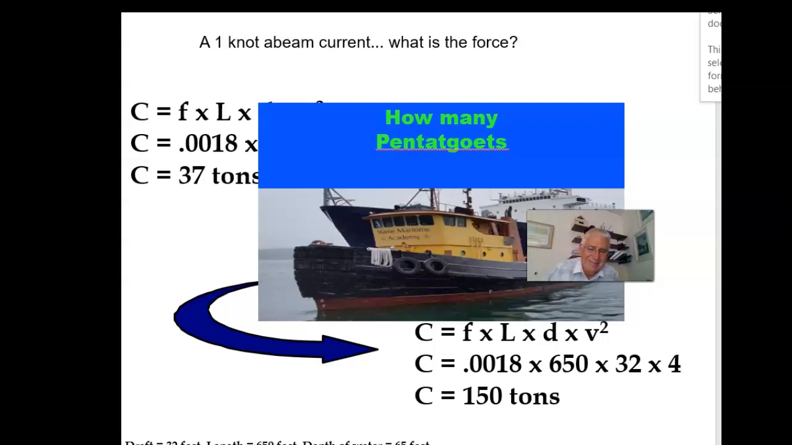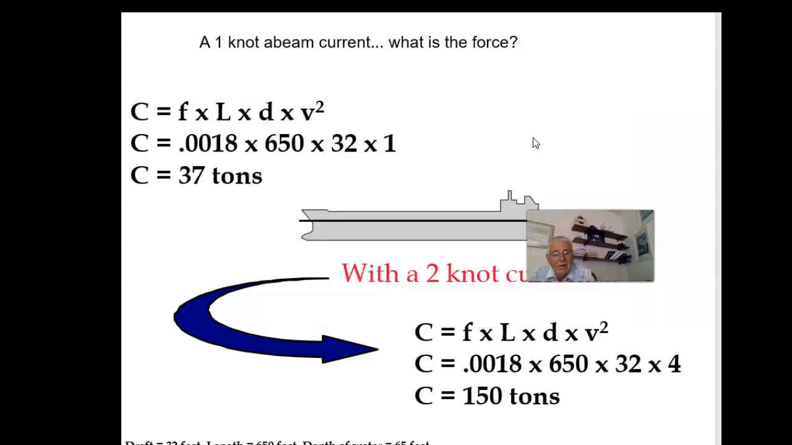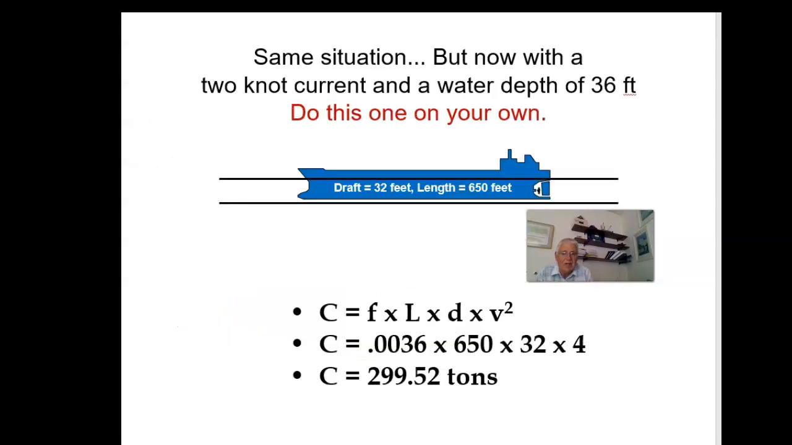You'd have to have 9 Pentagoets on the side of this vessel. This one right here. That's only the 32-foot draft, and it's only 650 at the waterline. Whew. Incredible forces, people. So I want you to appreciate that. It's only when you think about the force of the Pentagoet that you can start to understand that. But it gets worse.